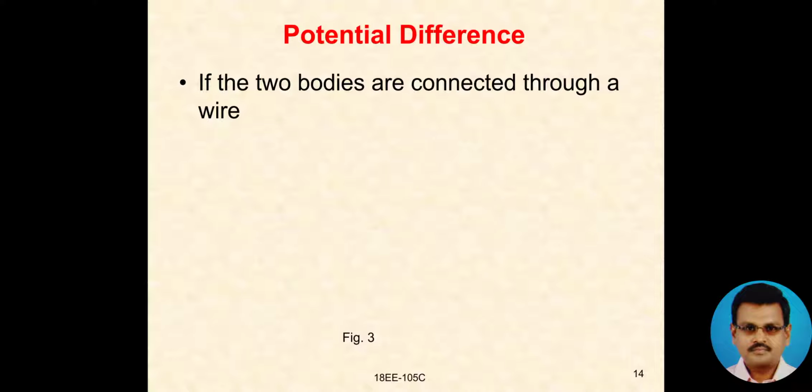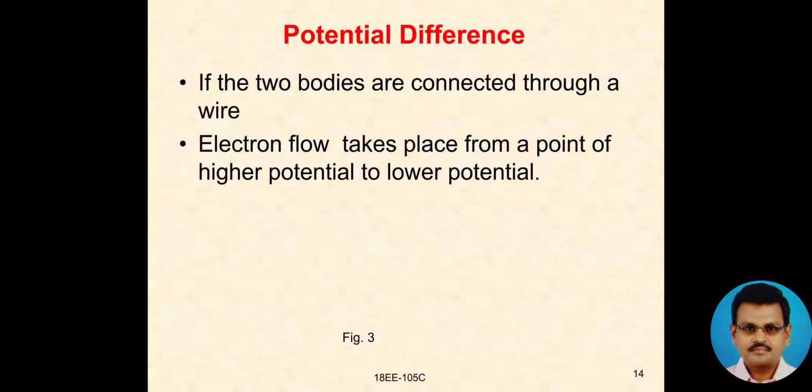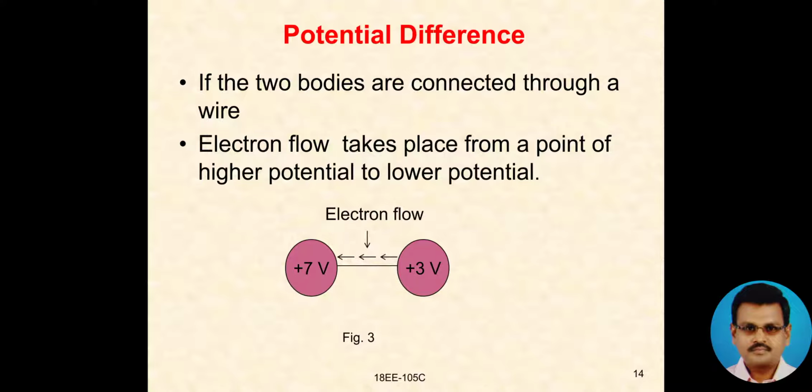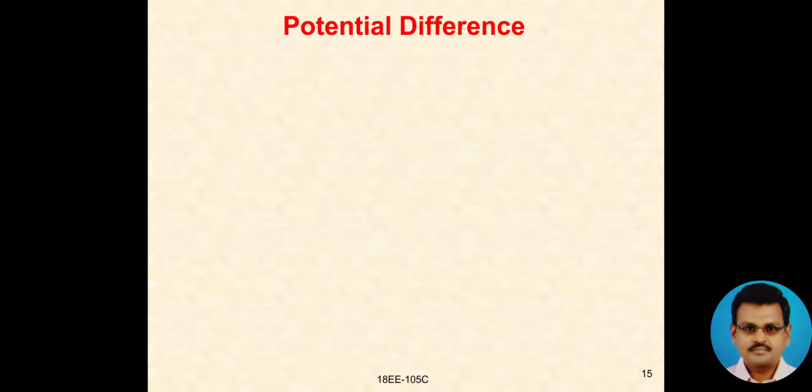If two bodies are connected through a wire, electron flow takes place from a point of higher potential to lower potential. So in this case we can see higher potential is at 3 volt and lower potential is at 7 volt. So the electrons will flow from higher potential to lower potential, that is from B to A. That is called the potential difference.